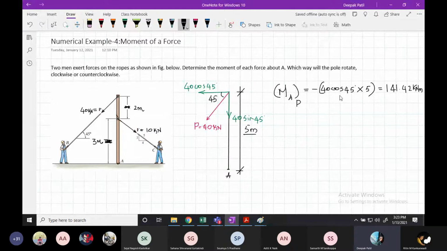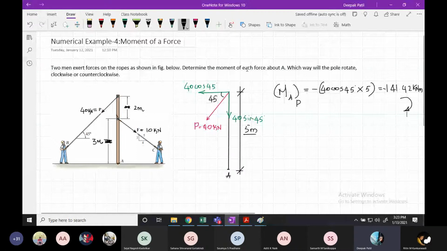Okay, then if you see 40 sine 45, it is actually passing through point A. So the moment because of 40 sine 45 will be 0. So it is 141.42 kilonewton meter and it is in the anti-clockwise direction. So let me just mark that it is in the anti-clockwise direction.